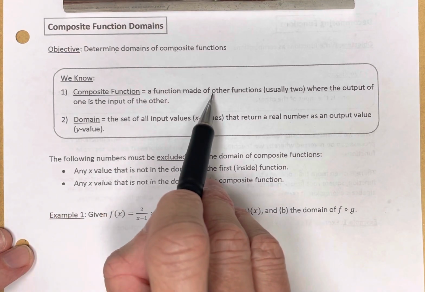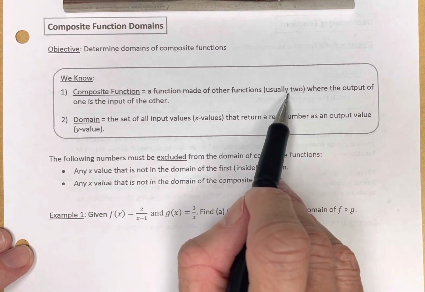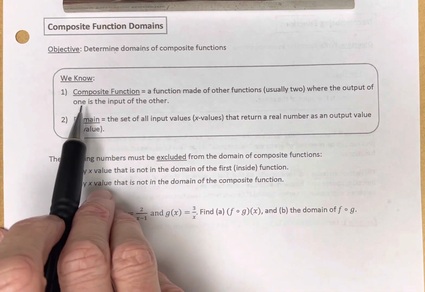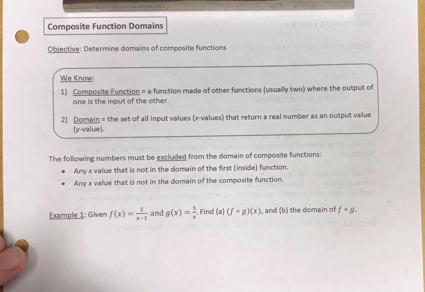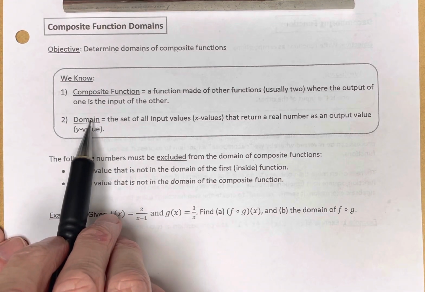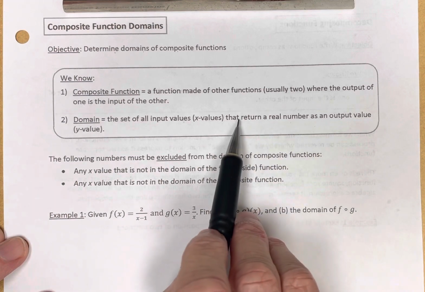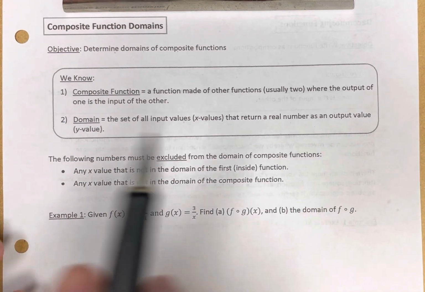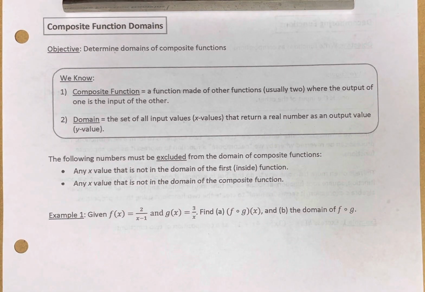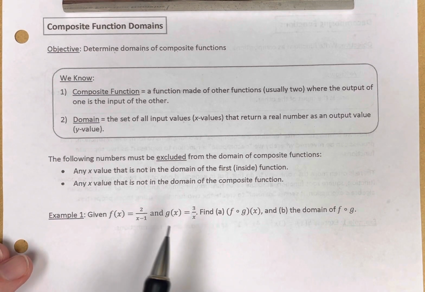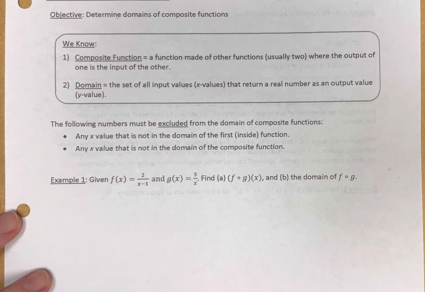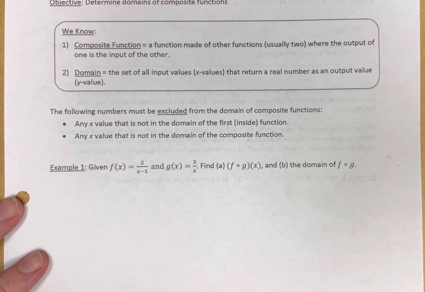It's a function made up of other functions, and we're working with two, where the output of one is the input of the other. And we know that the domain is the set of all input values, x values, that return a real number as an output value, a y value. As usual, we want to be careful of fractions and even radicals. So the following numbers are excluded from the domain.